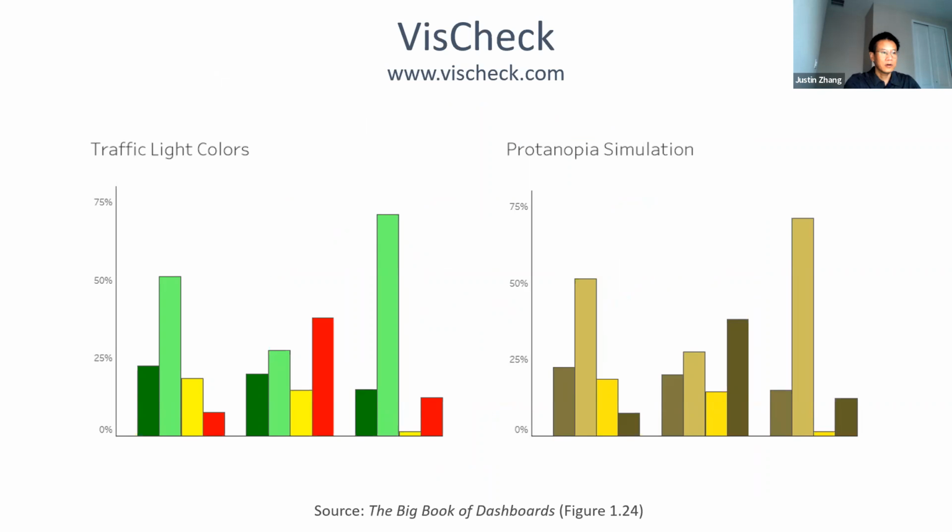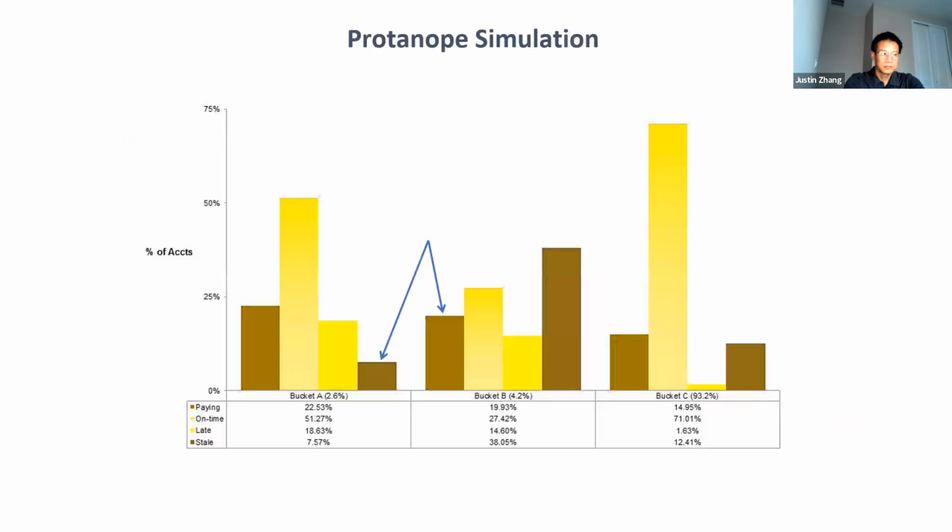Here is an example of a bar chart with the traffic light colors and the protanopia simulation on the right-hand side. So look closely at the dark red versus the dark green. You can see how they would be viewed by people with protanopia. Here's a close-up look at the previous chart with protanopia simulation. You can see it's impossible to tell the difference between the dark red and the dark green.